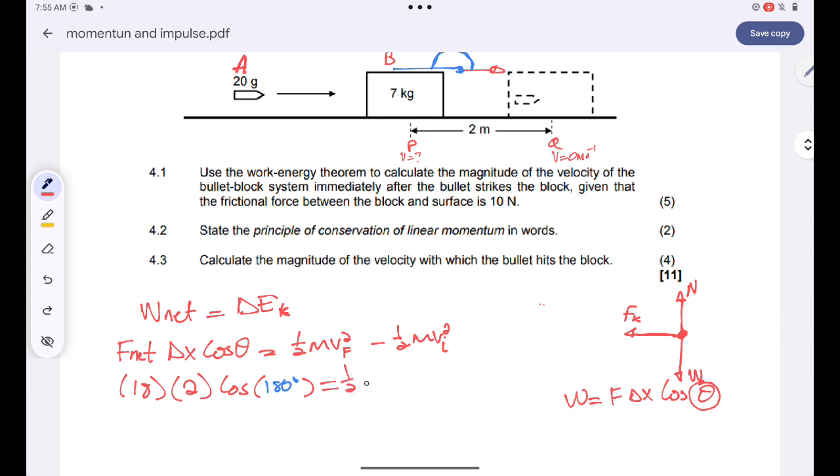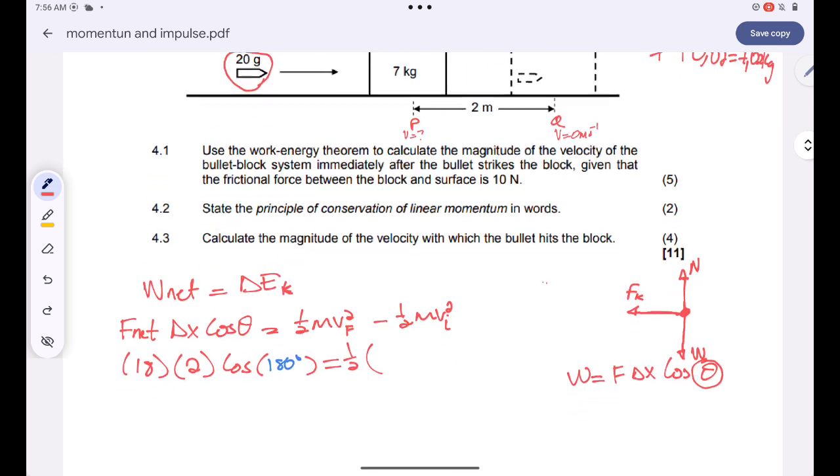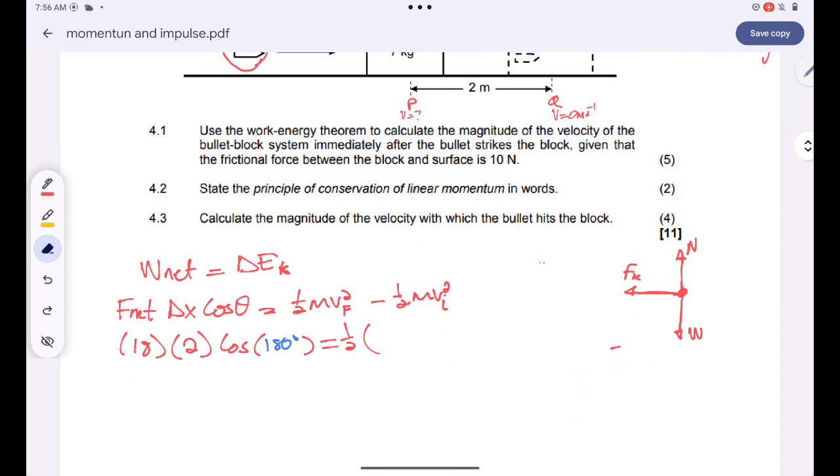So this is equal to half. When the bullet and the block are combined together, their total mass is 7 kg plus 20 grams. Remember that in physical science you always change the grams into kilograms, right? You'll obviously divide the 20 by 1,000. You'll simply get 0.02, and then the total mass is just 7.02 kilograms. So we'll just substitute 7.02.